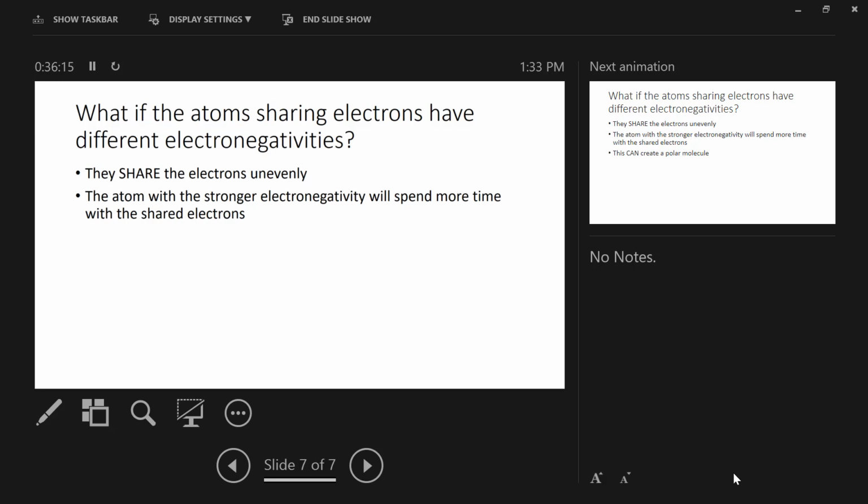Can anyone think of an analogy for this? For an uneven sharing of something? It's like if one kid is stronger than the other one, so he gets the toys more. Yeah, right? So the way I think about it is this. I think about identical twins. And there's usually a dominant twin, right? Like a more outspoken of the two.